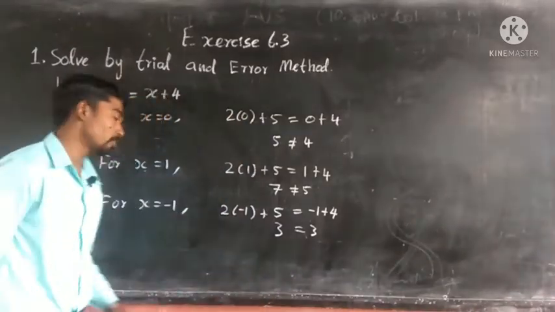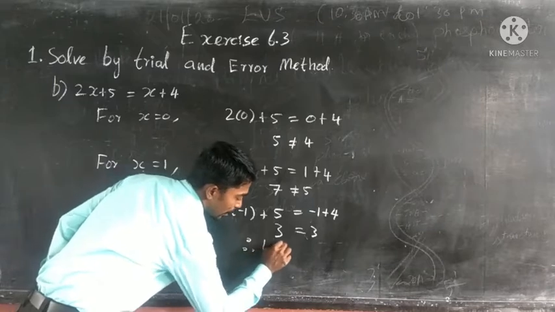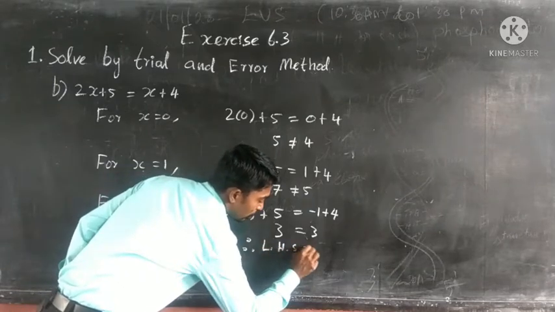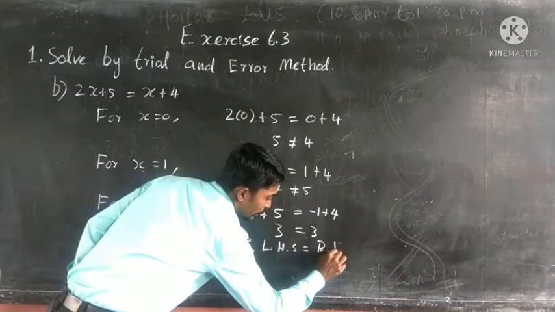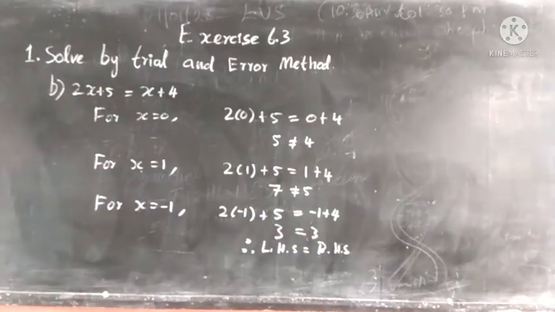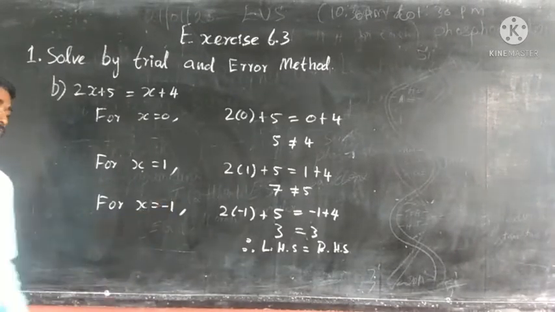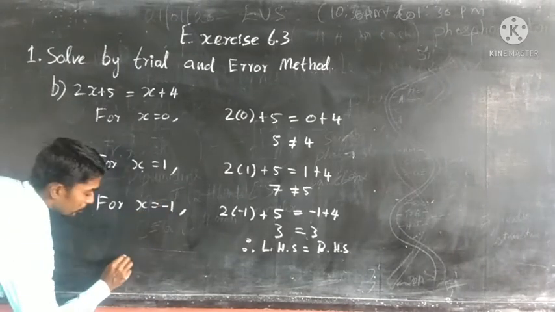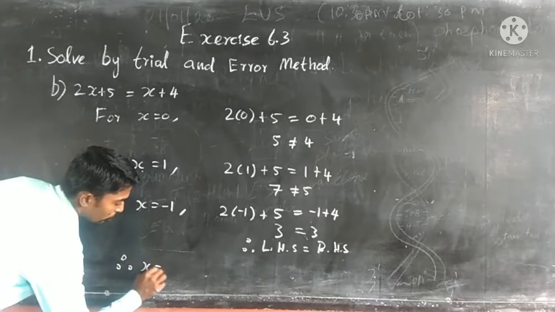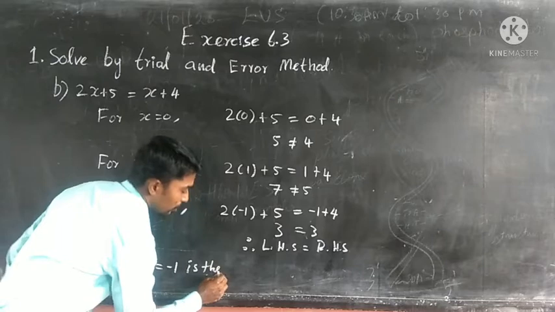Since both the sides are equal, therefore left hand side is equal to right hand side. Therefore, x is equal to minus 1 is the solution of the given equation.